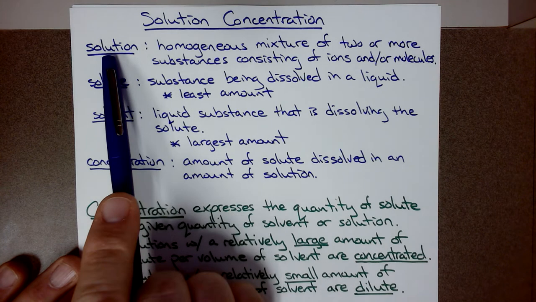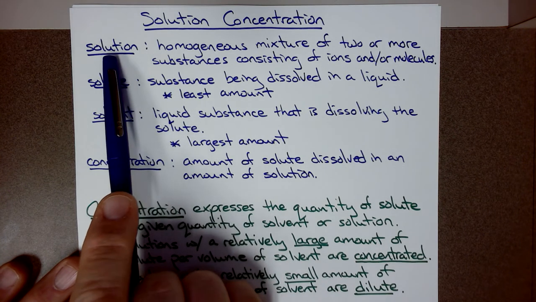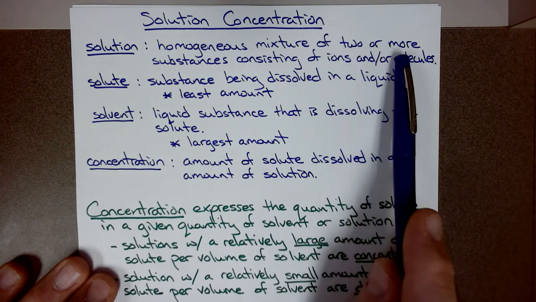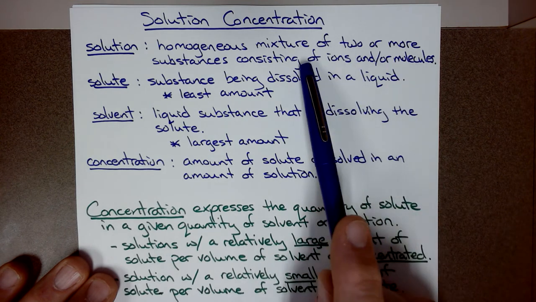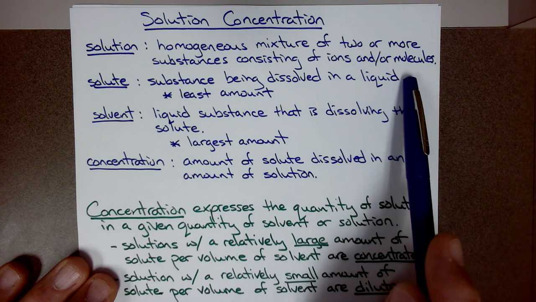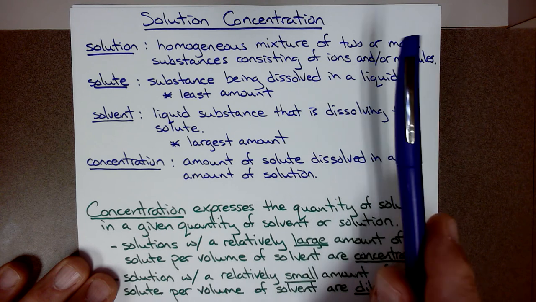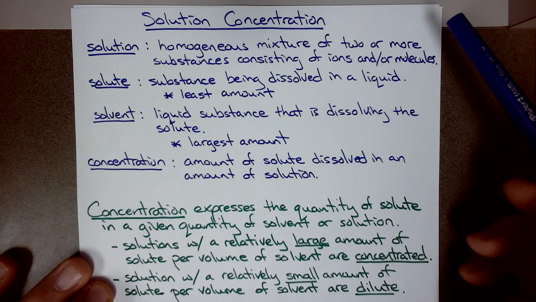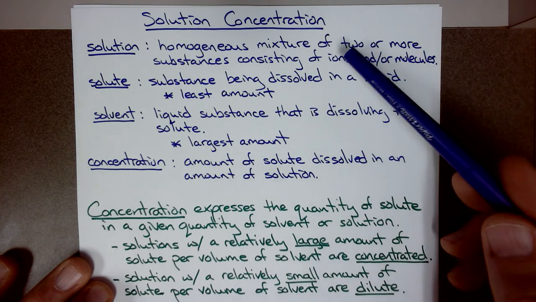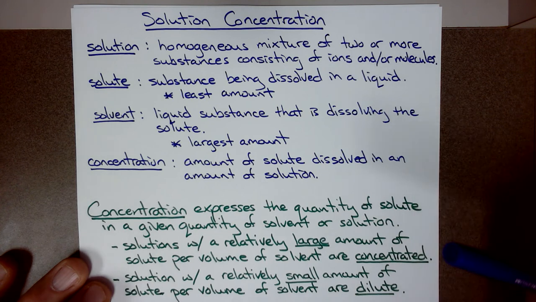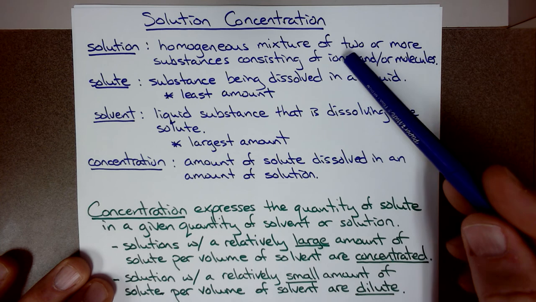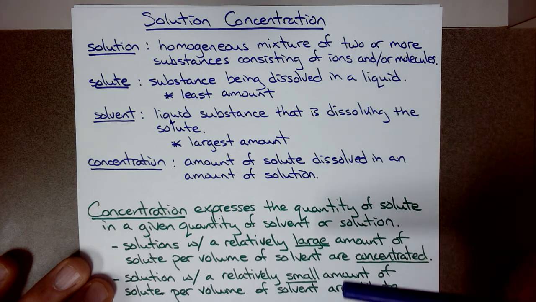First we need to recognize what a solution is, and a solution is a homogeneous mixture of two or more substances consisting of ions and or molecules. And remember, if we dissolve an ionic compound in water, it dissociates into its separate ions. Because of that, we can say that the solution contains electrolytes. Ions are electrolytes because they can conduct electricity when dissolved in water.